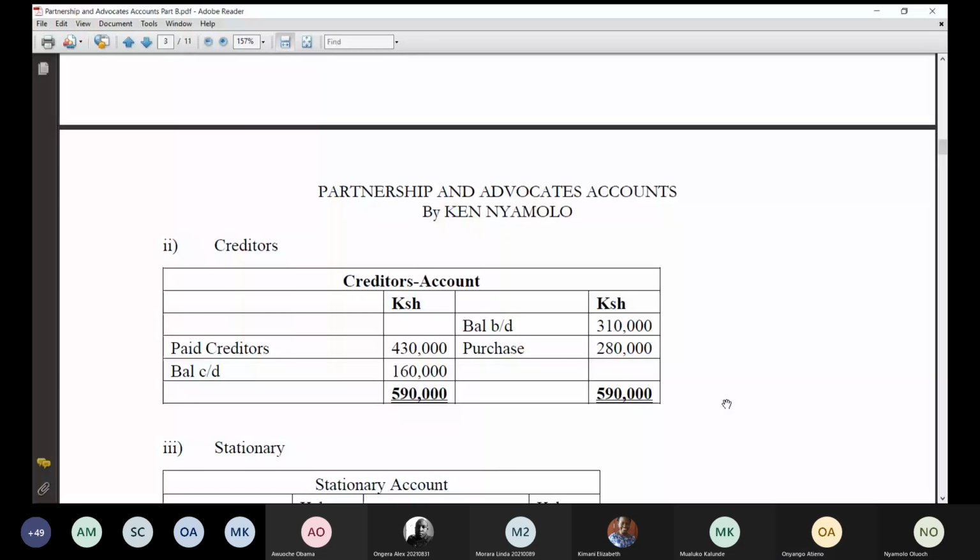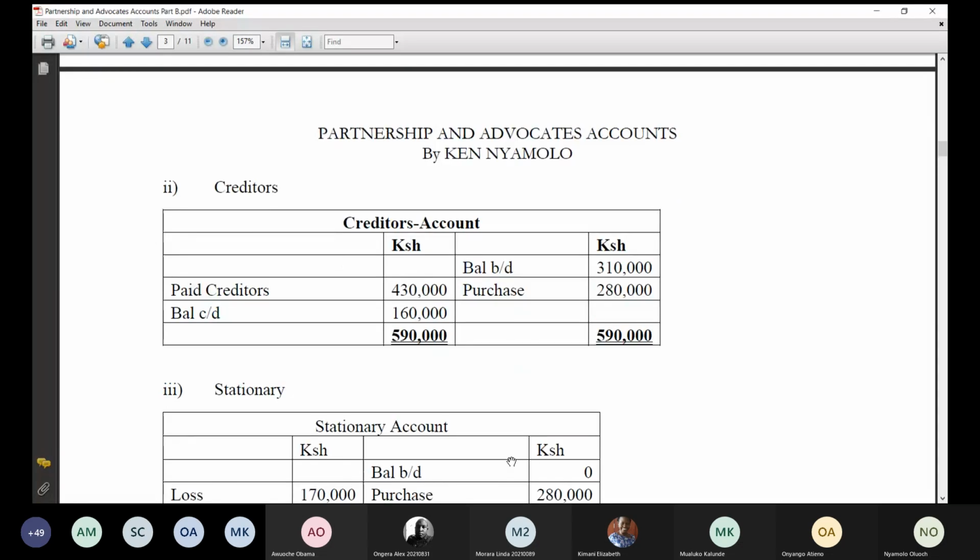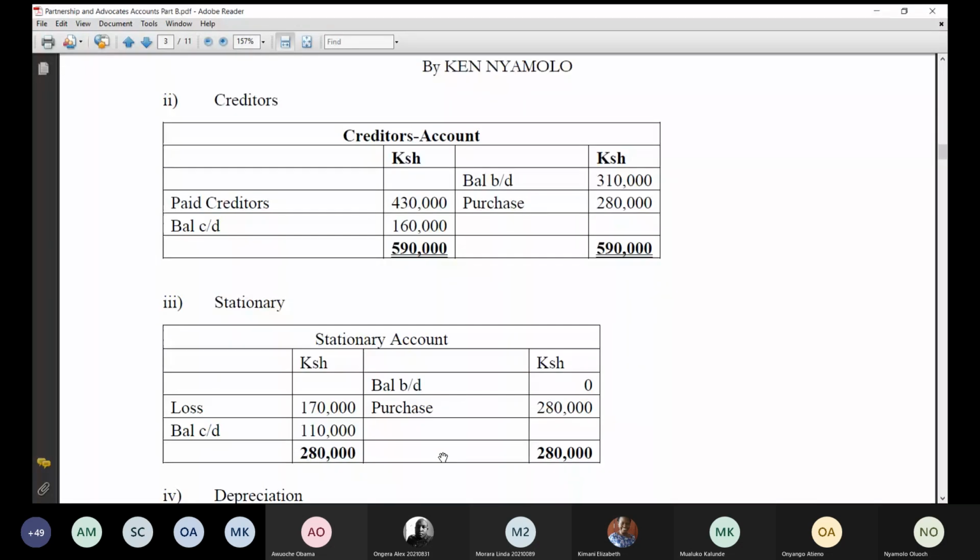What we had at the beginning, we added purchases, we less what we paid the creditors. What we have is our closing balance. I hope that working is properly explained.